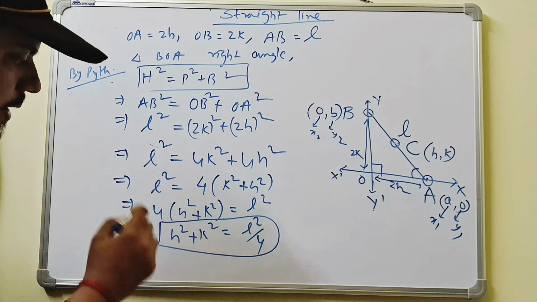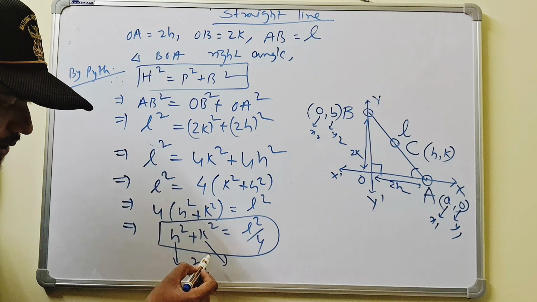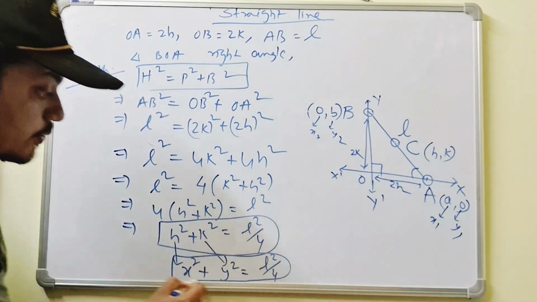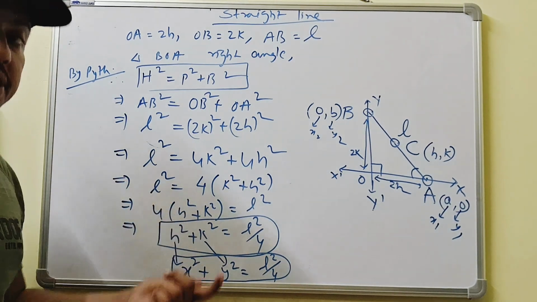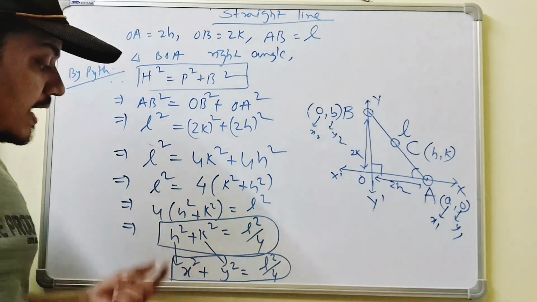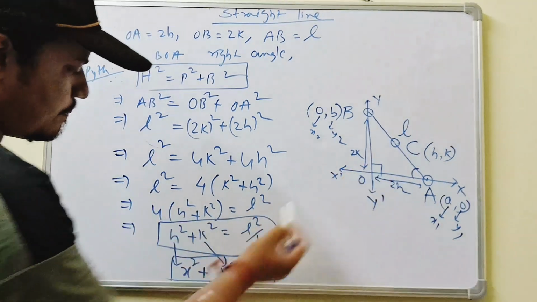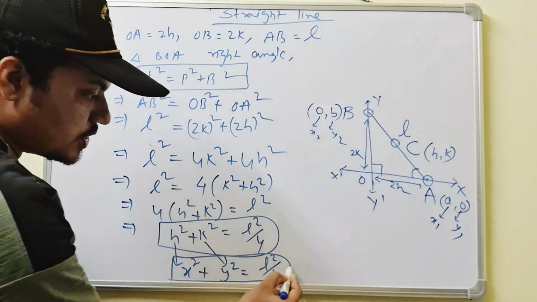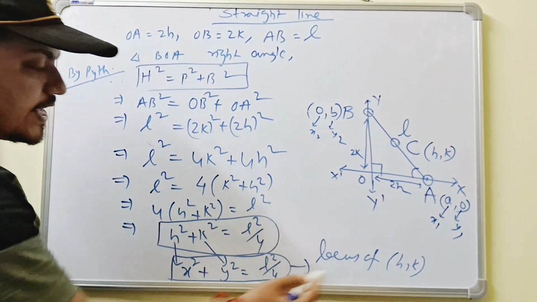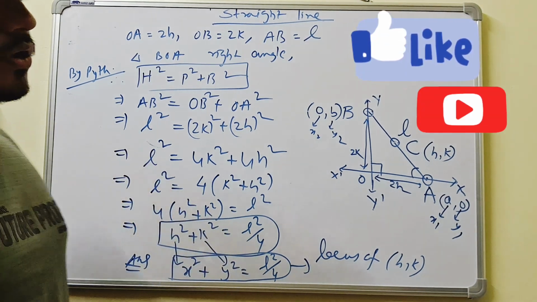Just remember, you have to substitute h by x and k by y. For locus, you have to find the equation, and an equation has x, y variables. For the midpoint we had the coordinates (h, k), so h is replaced by x and k is replaced by y. So this is your locus of (h, k), that is your equation of locus. This is your solution: x square plus y square equals L square by 4. Okay, thank you.